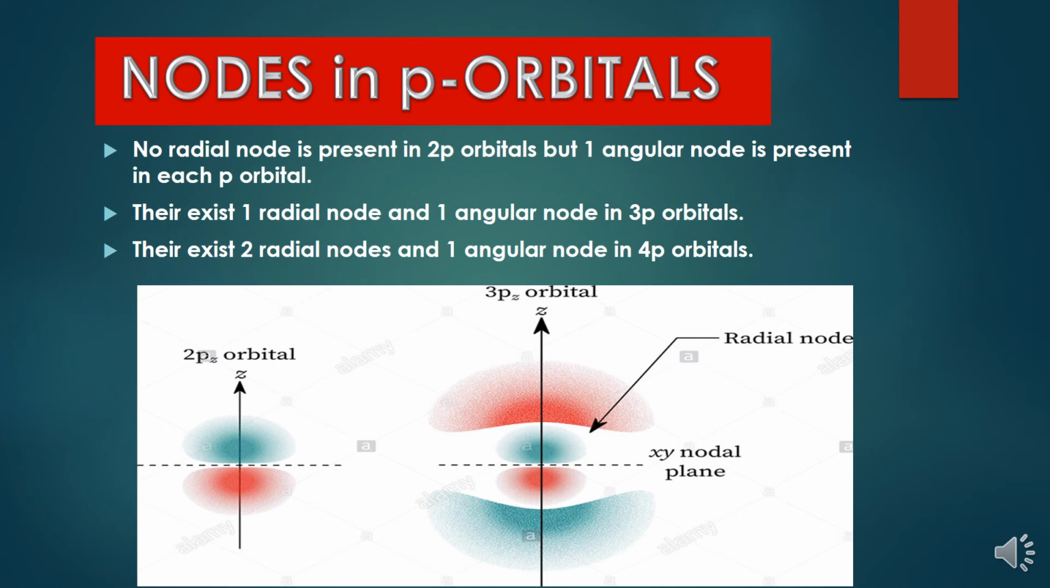So each p orbital has one angular node, and the first one, the 2p orbital, which is closer to the nucleus, doesn't have any radial node, but the 3p orbital will have one radial node. Similarly, the 4p orbital will have two radial nodes. So the number of radial nodes increases regularly, whereas the number of angular nodes will remain the same, that is 1 in all p orbitals. Otherwise, the total number of nodes we can calculate by the formula n minus 1.